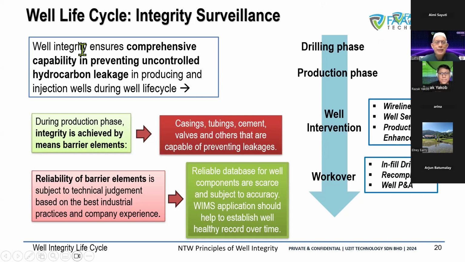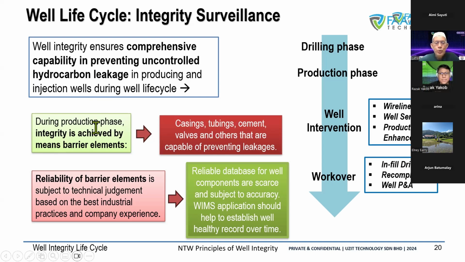So you can see that well integrity ensures comprehensive capability in preventing uncontrolled hydrocarbon leak. So it's always referred to hydrocarbon leak. Whether you want to do any repair work, you are going to be exposed to the hydrocarbon leak. Whenever you want to pull out tubing, replace casing, repair casing, or repair your BOP, it is all dealing with potential hydrocarbon leak. So that's why we have to consider what barrier to really stop the potential leak.